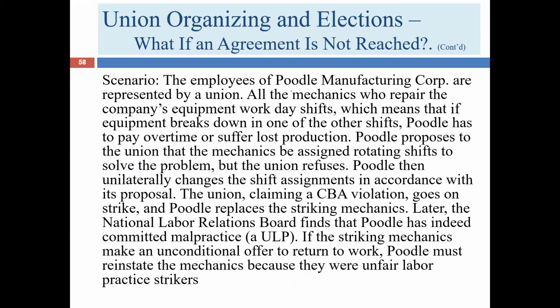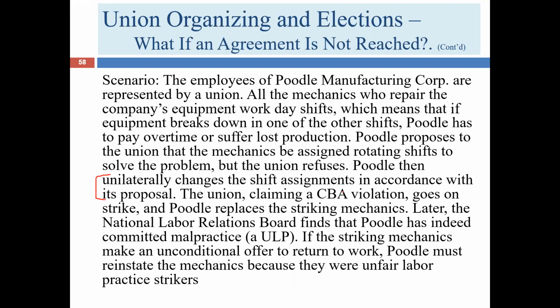Let's consider this scenario. The employees of Poodle Manufacturing Company are represented by a union. All the mechanics who repair the company's equipment work day shifts, which means that if equipment breaks down on one of the other shifts, Poodle has to pay overtime or suffer loss of production because no one's there to fix it. Poodle proposes to the union that the mechanics be assigned rotating shifts to solve the problem, but the union refuses. Then Poodle unilaterally changes the shift assignments in accordance with its proposal. So this is a situation where impasse was declared, and Poodle puts its last and best offer into effect. The union claims a CBA violation.